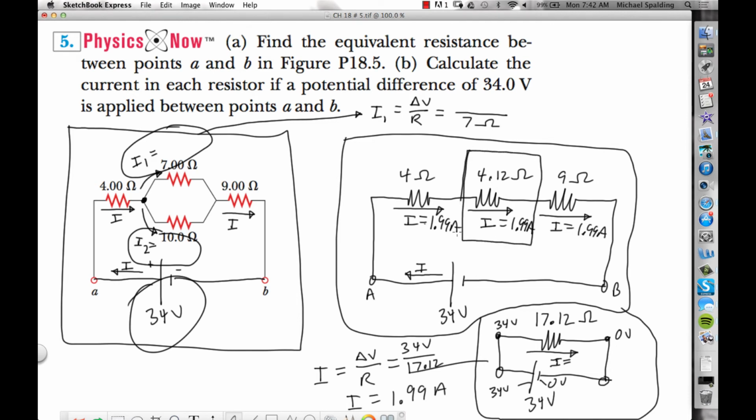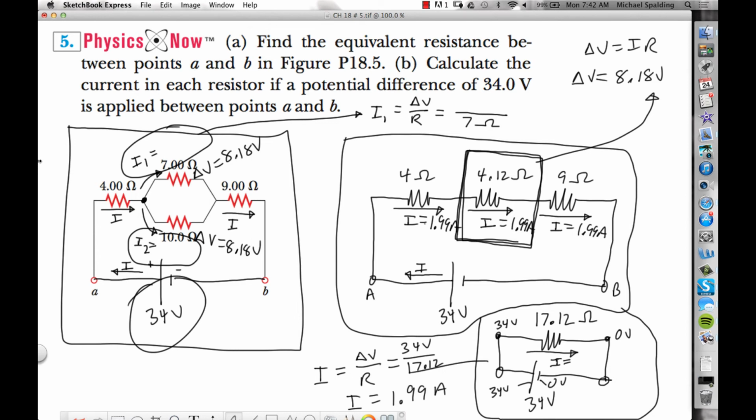Who is this guy that I just boxed? Who is that guy? He's these guys, right? If you can find the voltage across that guy right there, delta V equals IR, can we find it? What's the current through that resistor? 1.99. What's the resistance? 4.12. The delta V across this guy comes out to be 8.18 volts, which means what's the delta V across the 7? 8.18. What's the delta V across the 10? 8.18, right?